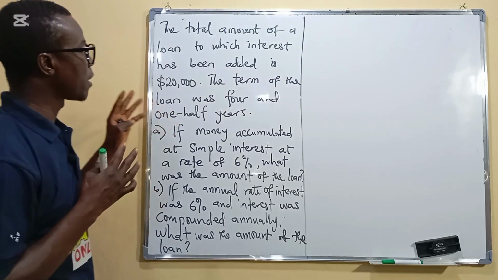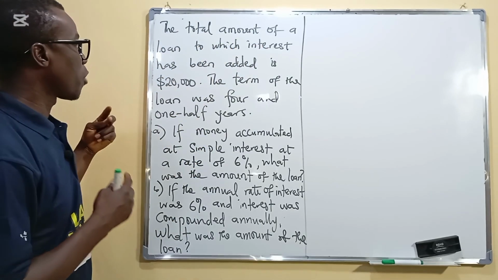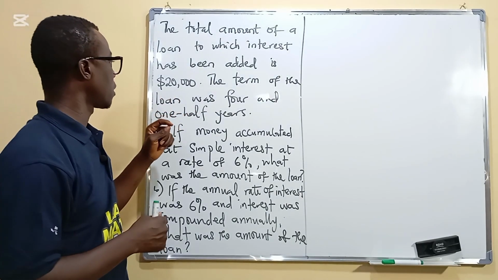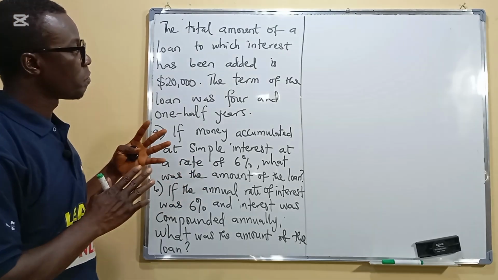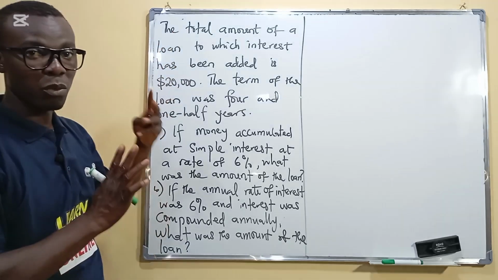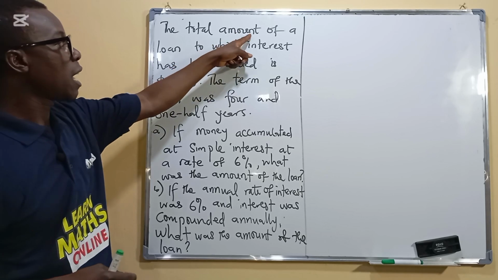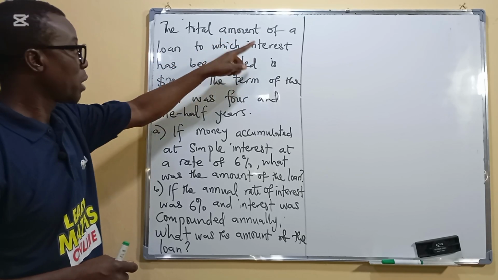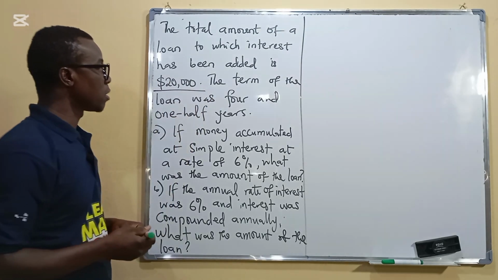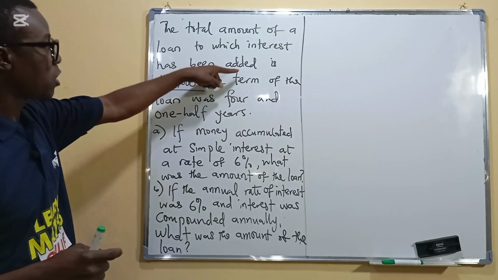Okay, now looking at this question, we are going to solve this question. It says that the total amount of a loan to which interest has been added is 20,000 US dollars. Now, this is a word problem question. So what we are going to do is take the question sentence by sentence while we bring out the parameters. So first, it says that the total amount of a loan to which interest has been added. So you can see interest has already been added to this amount.